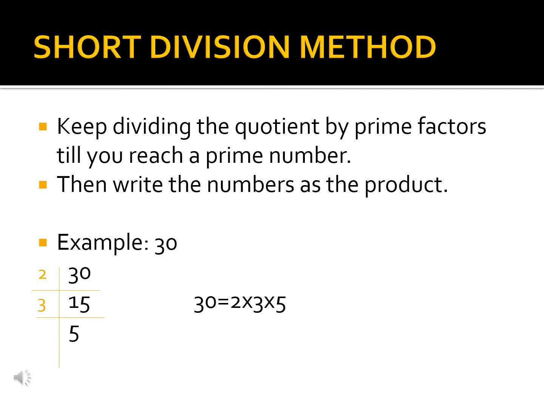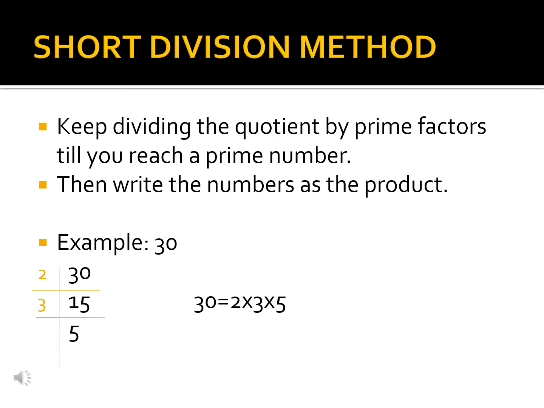So what is the short division method? In this, we keep dividing the quotient by prime factors till we reach a prime number. Prime factors means prime numbers. They are 2, 3, 5, 7, 11, 13, and so on. So we'll be selecting only prime numbers for prime factorization and we'll be dividing the quotient. The quotient is the number given in the question. We keep dividing that quotient by the prime factors till we reach a prime number, and then we write the numbers as the product. For example, 30.